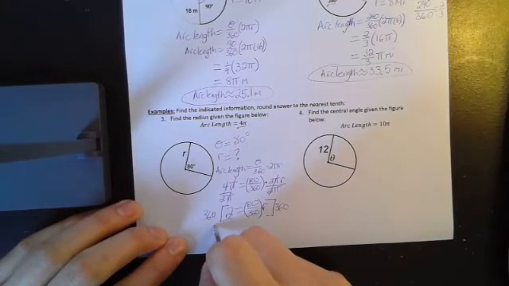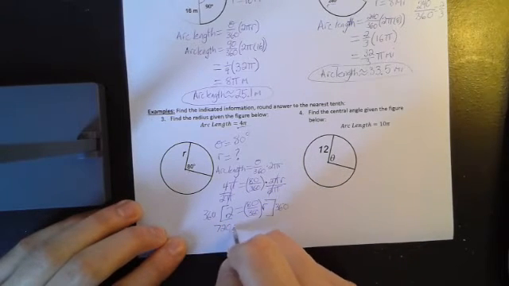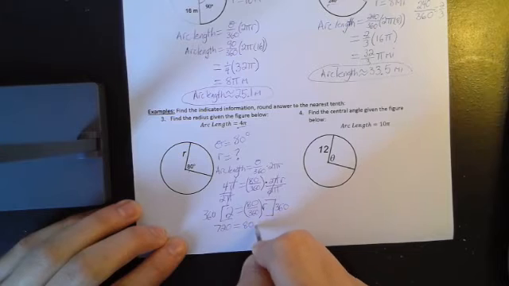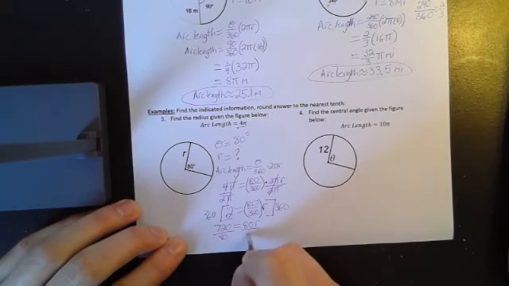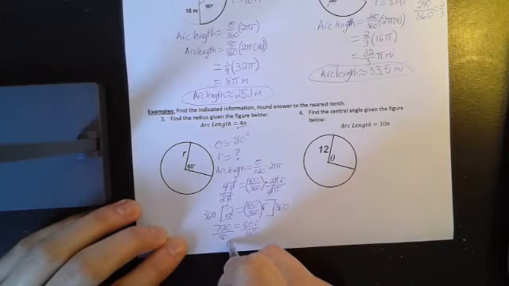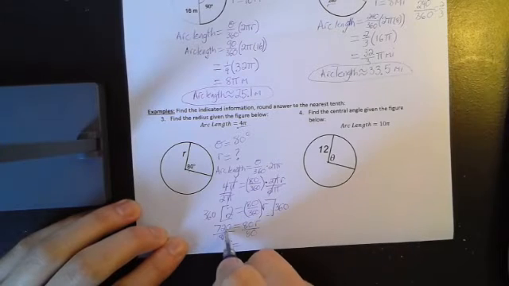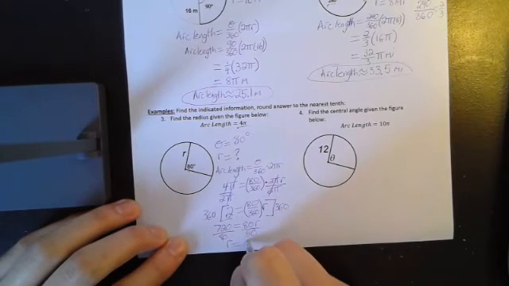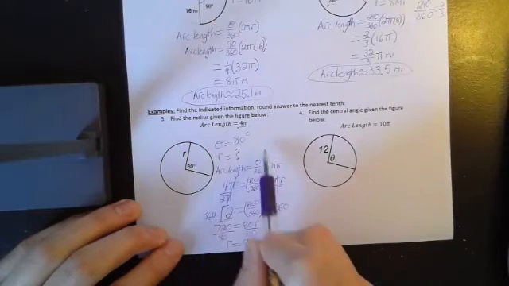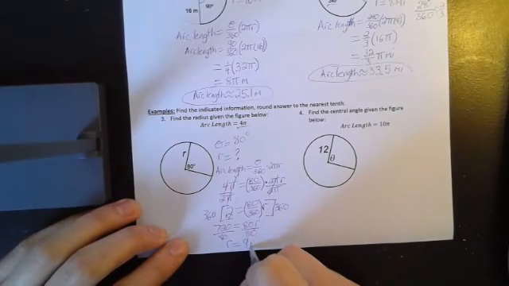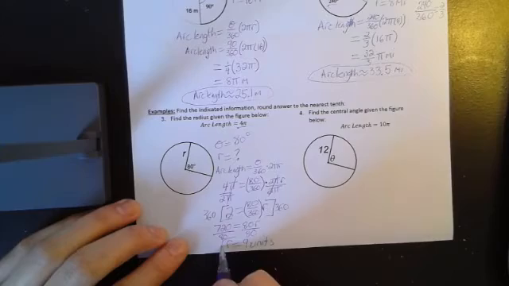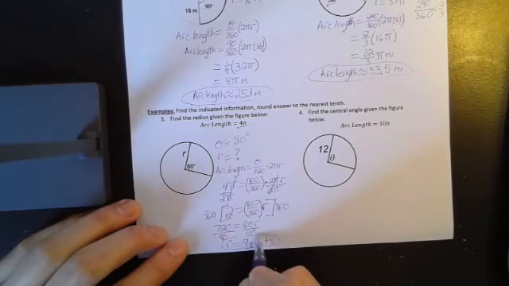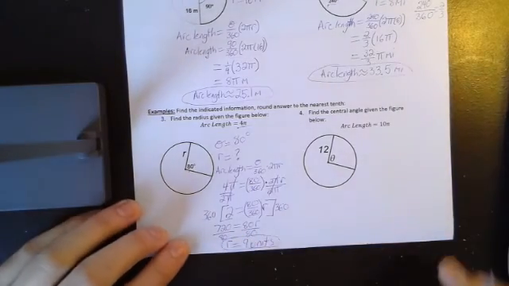which will give me 720 is equal to 80 r. And I'm going to divide by 80 on both sides. And that gives me that my radius is 720 divided by 80 is 9. And then I didn't give you a unit here, so you could just put units. Okay, so that's how you solve for the radius when you're given a central angle and the arc length.